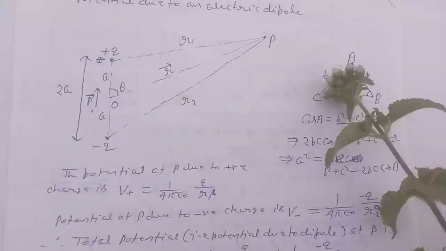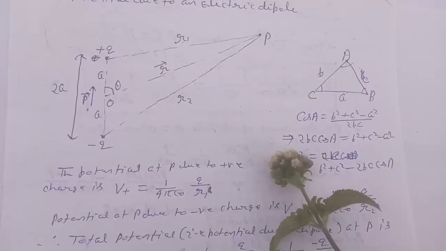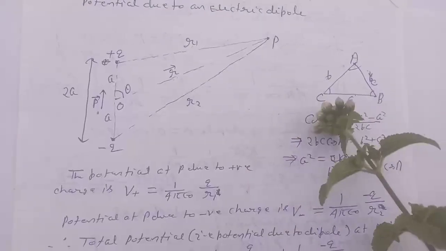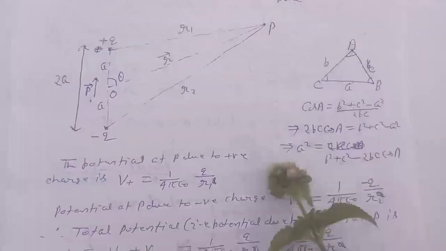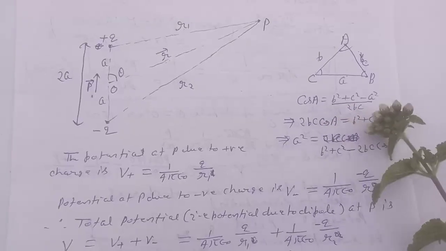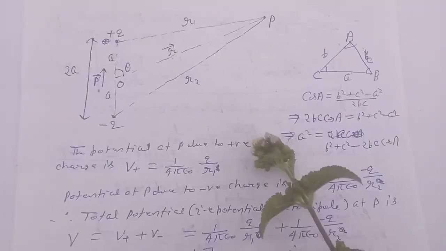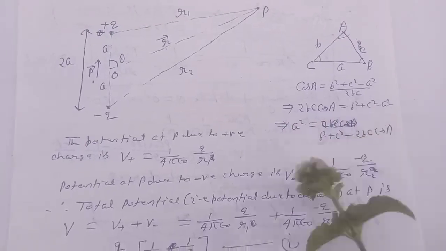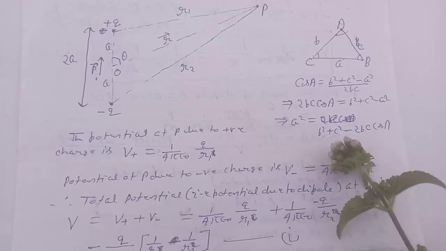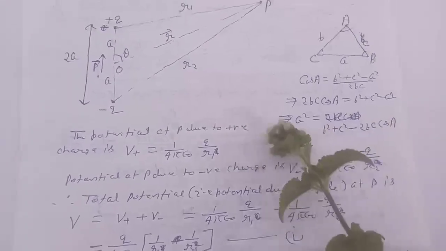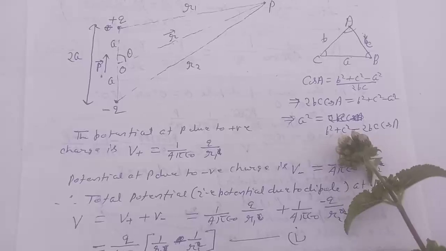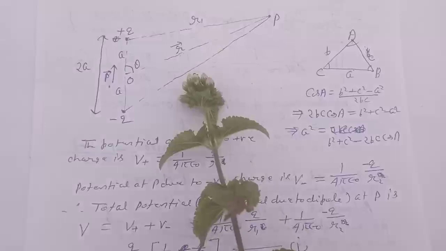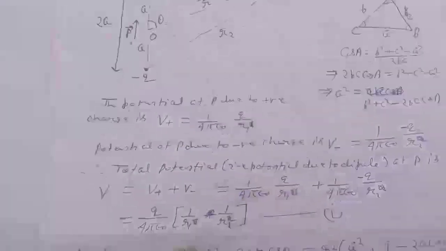We will use this trigonometric relation. Here it is a triangle ABC. This side is A, this side is B, and this side is C. You know that cos A equals (B square plus C square minus A square) by 2BC. This implies 2BC cos A equals B square plus C square minus A square. This implies A square equals B square plus C square minus 2BC cos A. This relation will be used to find R1 and R2 in this figure.